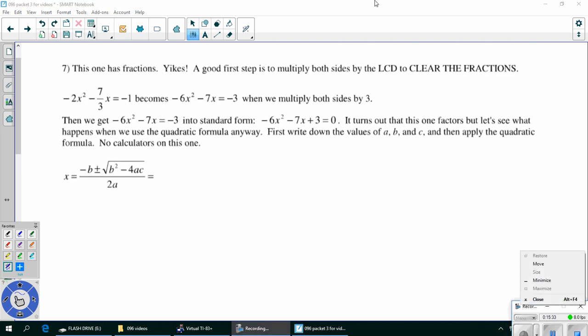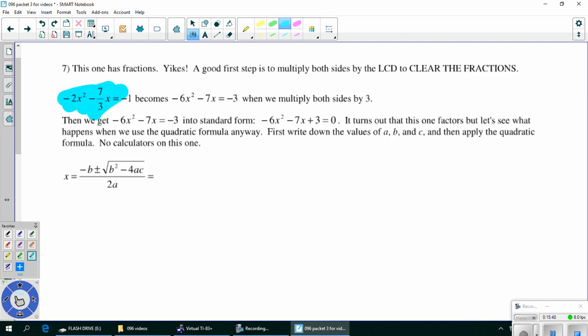All right, so number 7 says this one has fractions, so let's try it. It's negative 2x squared minus 7/3 x equals negative 1. You are welcome to use the quadratic formula on any quadratic equation, including those with fraction values touching the x's. But if you don't want to do that, you are welcome to clear all of those denominators by multiplying both sides by the lowest common denominator.